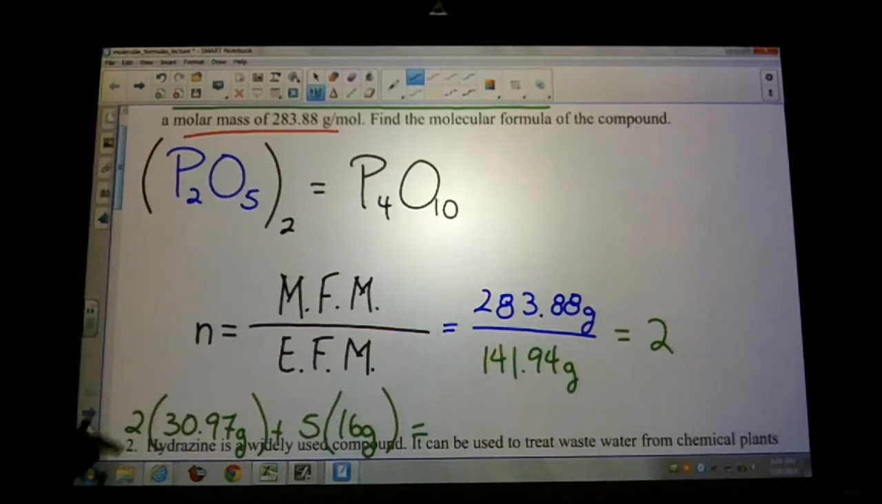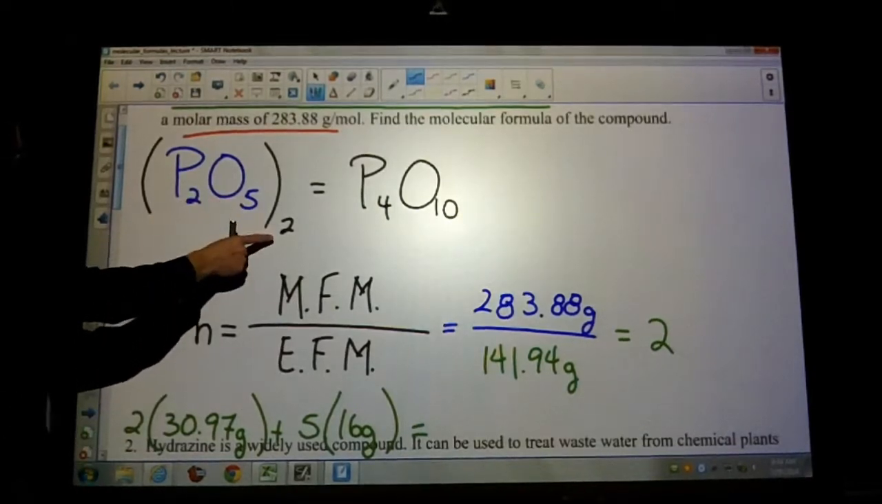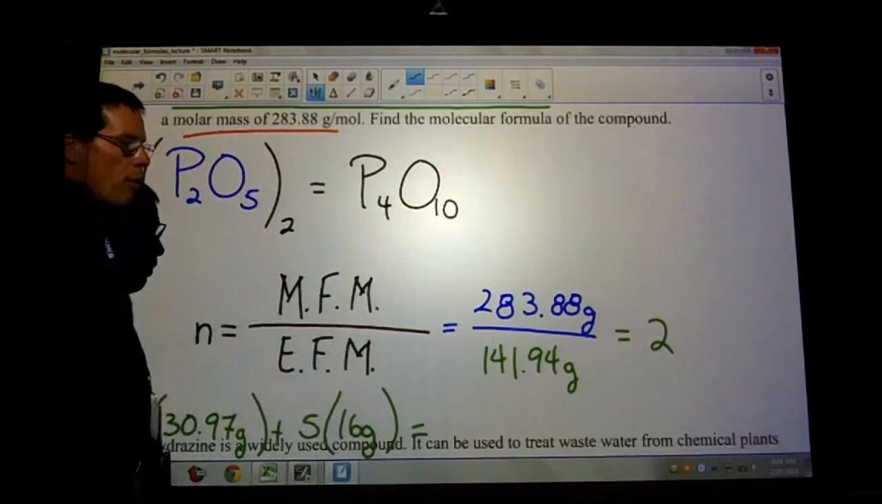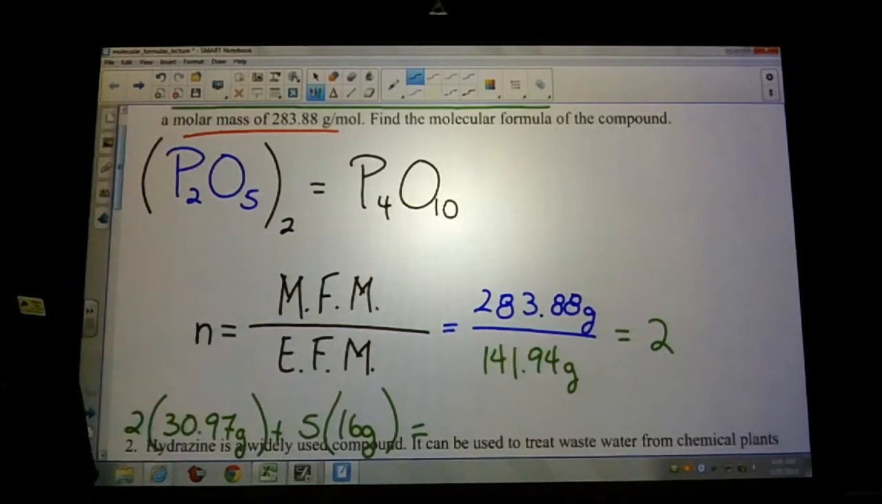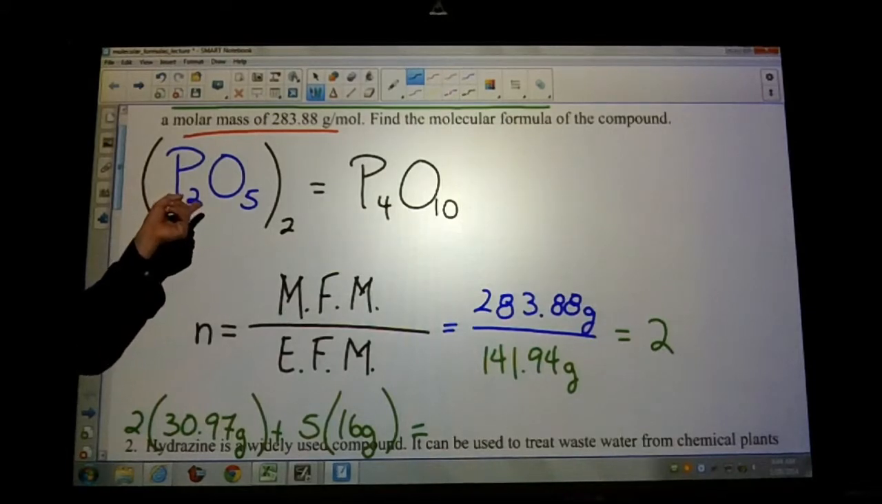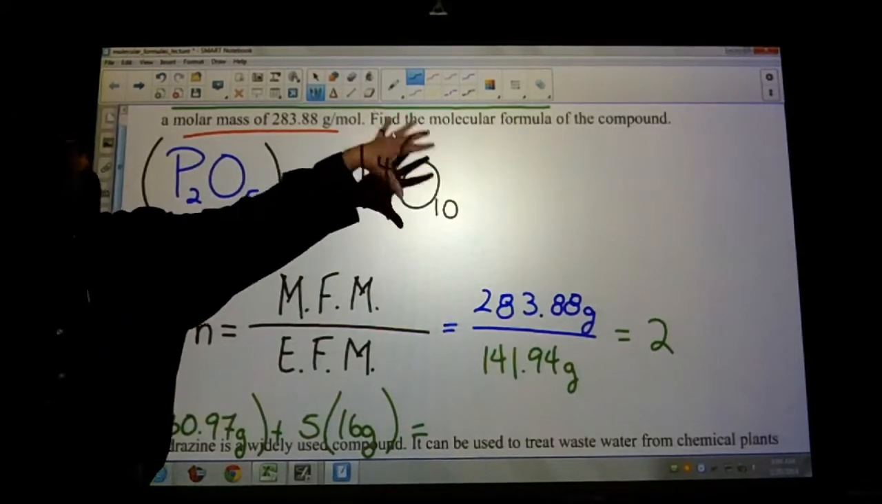So here's the empirical formula, there's the multiplier, and there's your molecular formula. We don't want to reduce it, because the empirical is the smallest whole number ratio. Molecular is what it is.